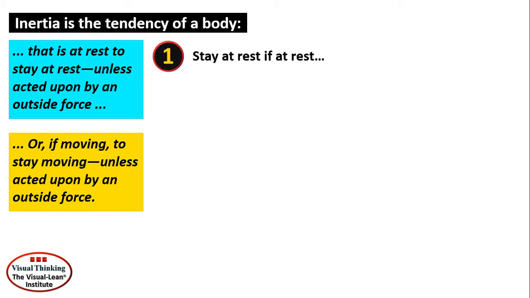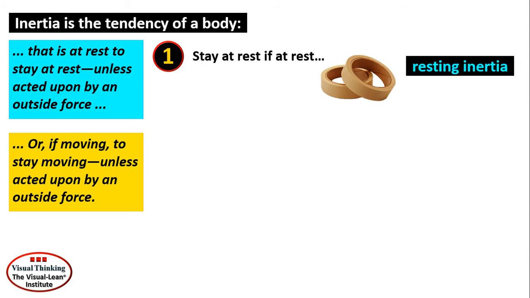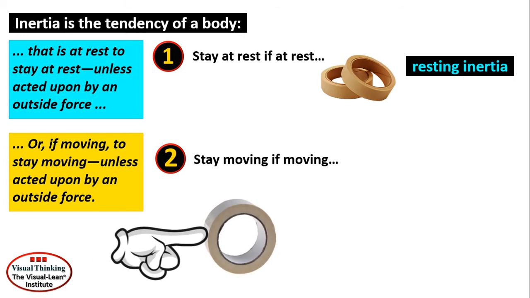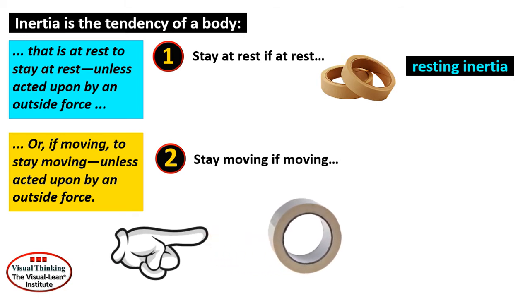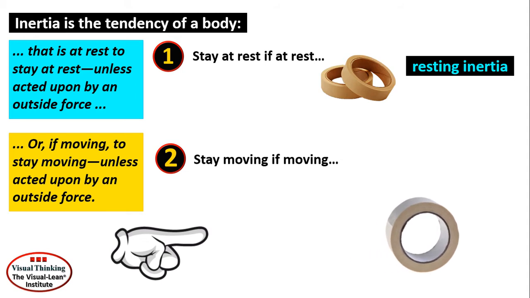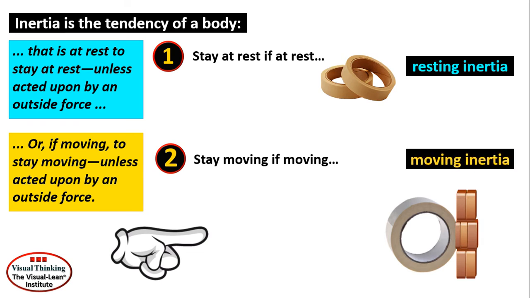There are two types of inertia, resting inertia and moving inertia. Here's resting inertia, this masking tape just sitting there, not moving. It will remain that way until it is acted upon by something else, like this finger. Push the tape and it moves into the second type of inertia, moving inertia, and it will continue moving until something outside it stops it, like this wall. So the two types of inertia have meaning in terms of things, but also in terms of people. Let's look at that at work.